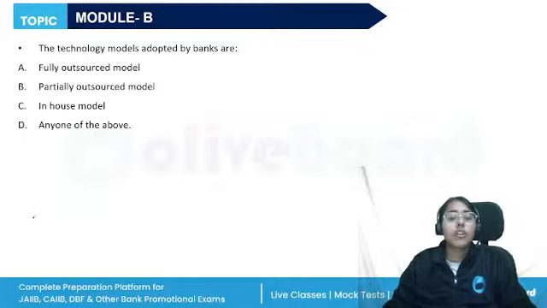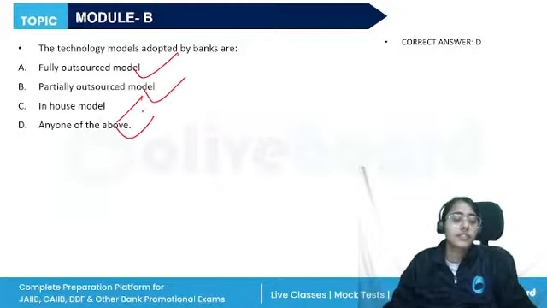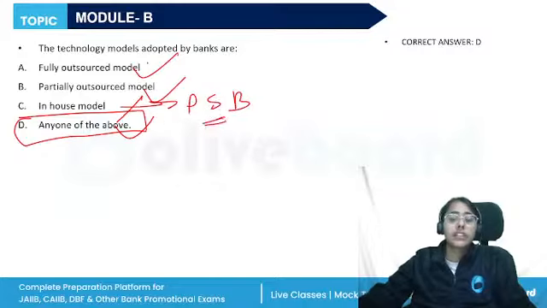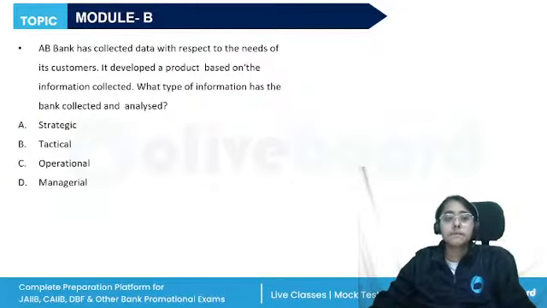Next, the technology models adopted by banks. Again, the banks can adopt fully outsourced model, partially outsourced model, in-house model, or any of the above. So, any of the above. Public sector banks usually follow the in-house model where they use their own resources, their own staff to perform all the functions. Partially outsourced is used by the private sector banks, and fully outsourced model is used by the foreign sector banks. We are referring to the technology.